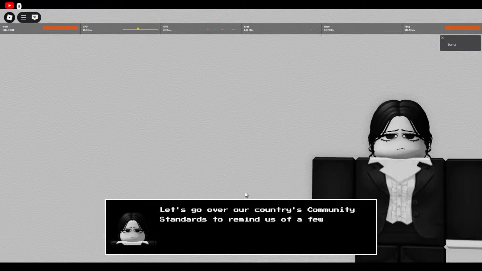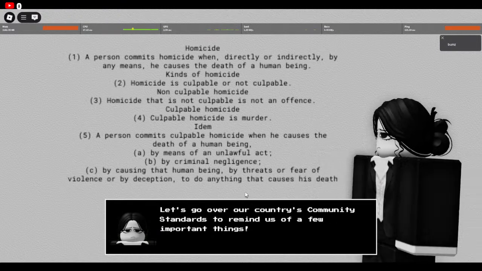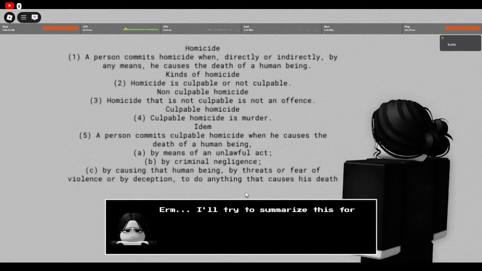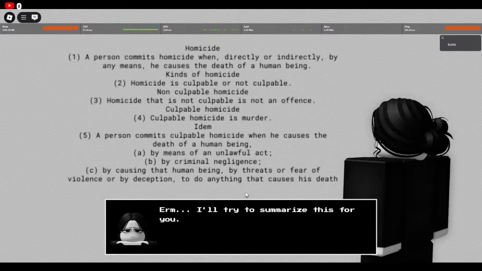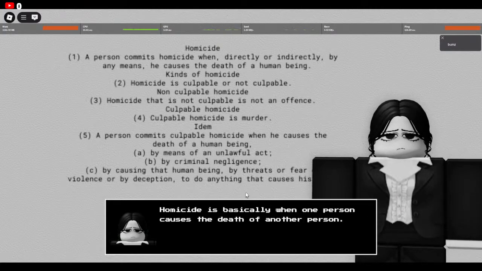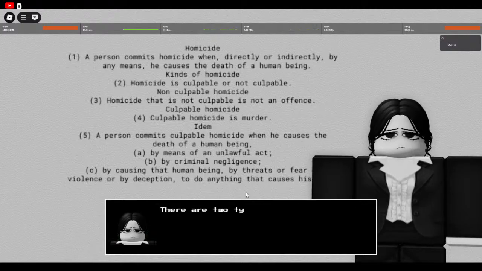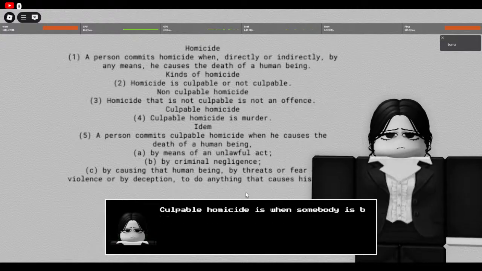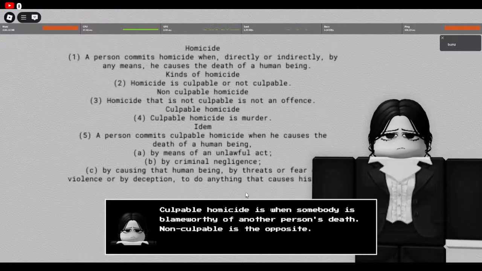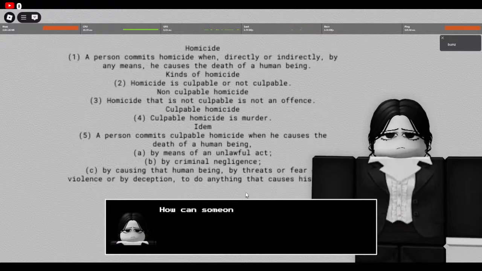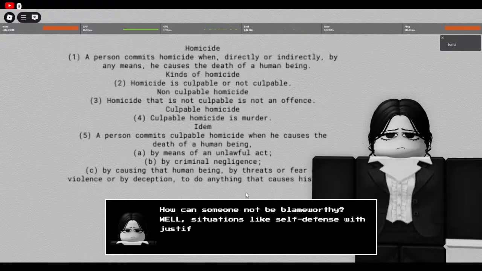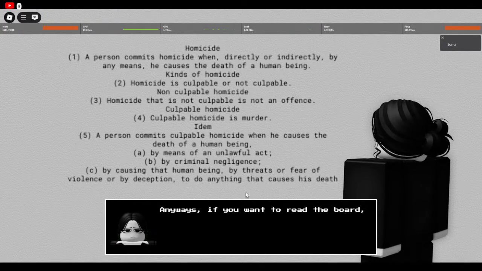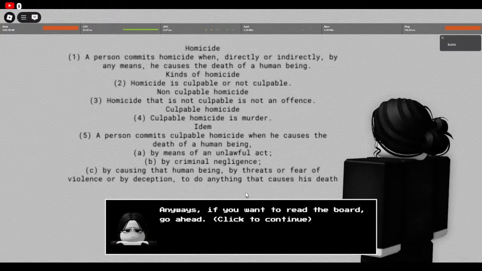Let's go over our country's community standards to remind us of a few important things. I'll try to summarize this for you. Homicide is basically when one person causes the death of another person. I know that. There are two types of homicides: culpable and non-culpable. Culpable homicide is when somebody is blameworthy for another person's death; non-culpable is the opposite. How can someone not be blameworthy? Well, situations like self-defense, with justified force. Anyways, if you want to read the board, go ahead, click to continue.